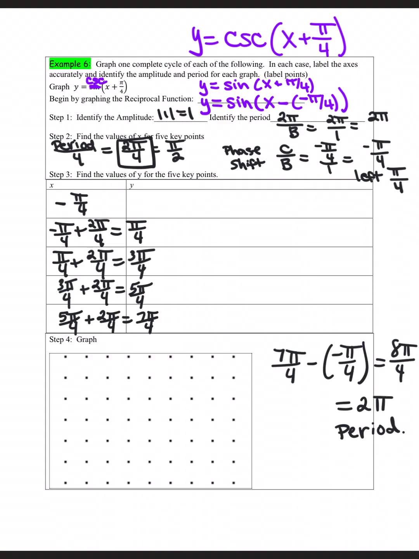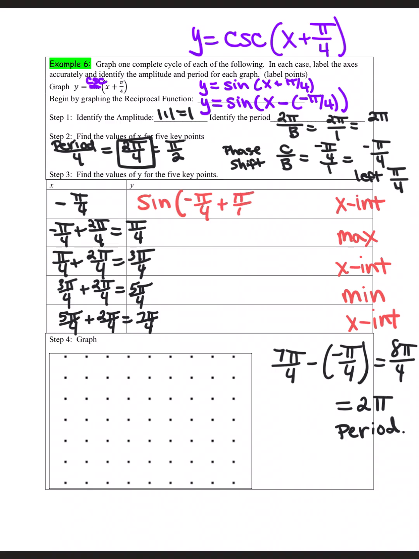This is the sine function, so the sine function starts at the x-intercept or the base, then it goes to max, then it goes back to x-intercept, then it goes to min, and then back to x-intercept. So in this case, if you were to punch in negative pi over 4, we have sine of negative pi over 4 plus pi over 4. Well, we have sine of 0, which is indeed 0. Then we have sine of pi over 4 plus pi over 4. Well, that's 2 pi over 4 or pi over 2, and sine of pi over 2 is 1.